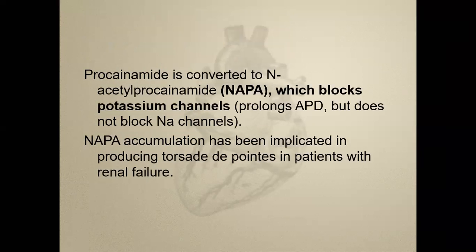Procainamide is metabolized by N-acetylation in the liver and is converted to N-acetyl procainamide, but this substance, N-acetyl procainamide, blocks only the potassium channel. And as a result, the side effects may be torsades de pointes in patients with renal failure, because N-acetyl procainamide is excreted by the kidney.